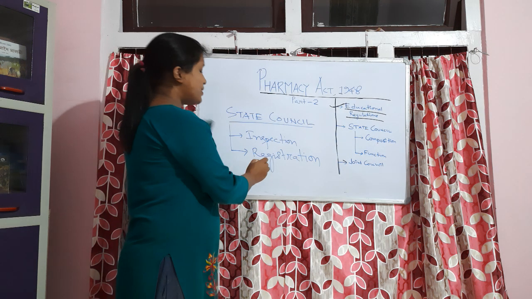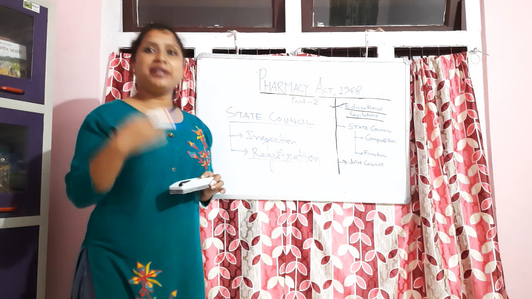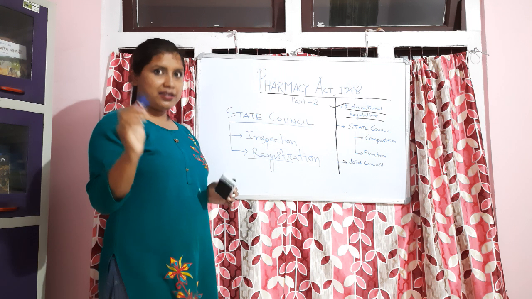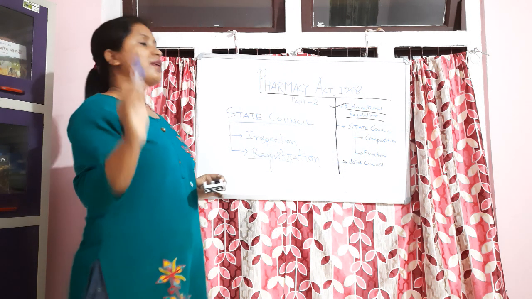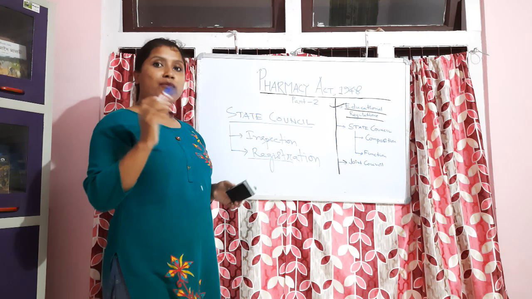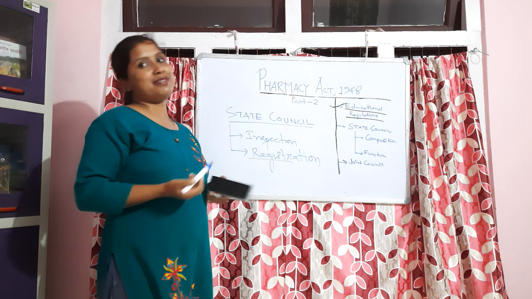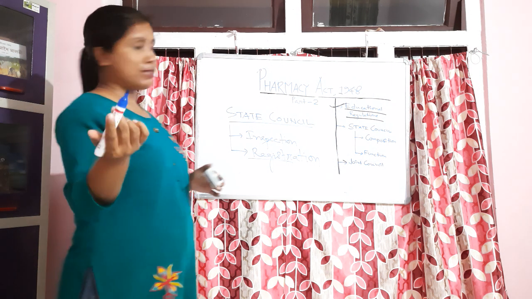Second is registration. What is registration? That means after completion of your diploma degree or B.Pharm degree, you have to register your name and address properly as a pharmacist. Who will do this job? This is the work of the state council. The registration part we will also discuss in detail in the next video.